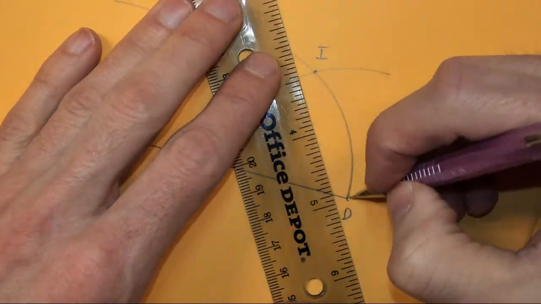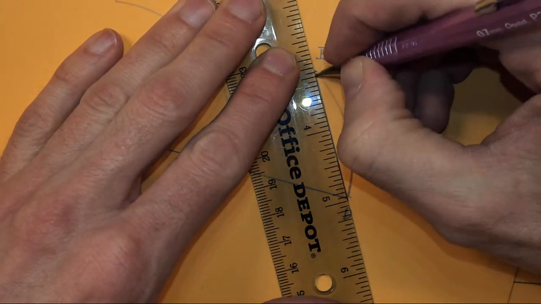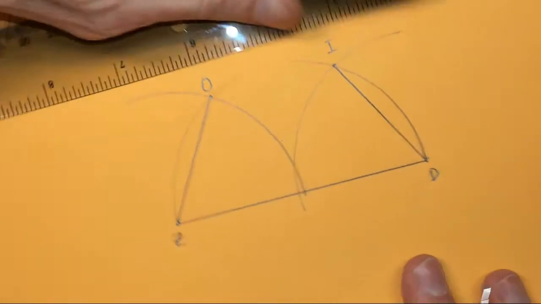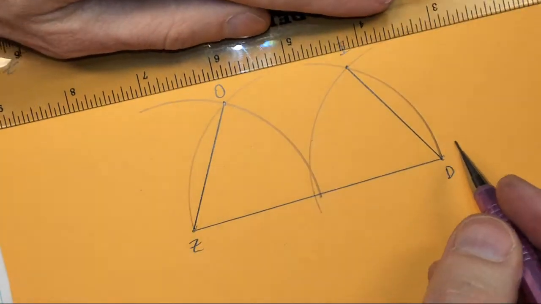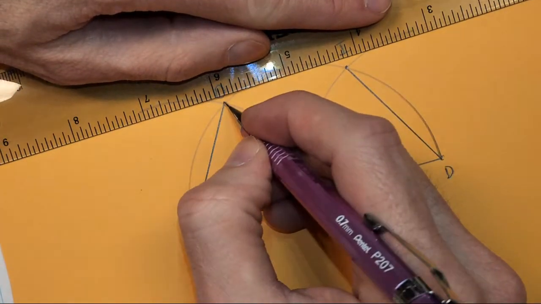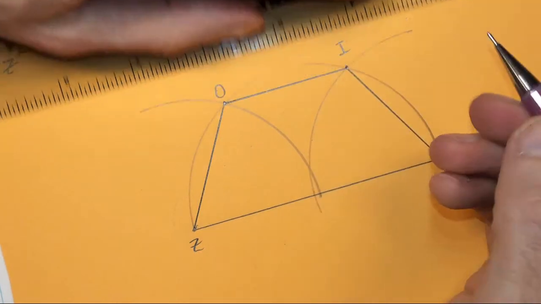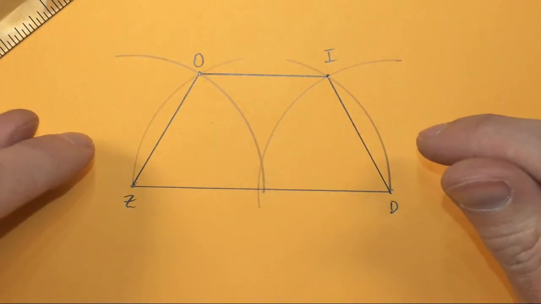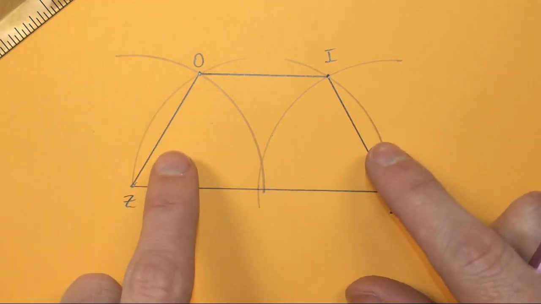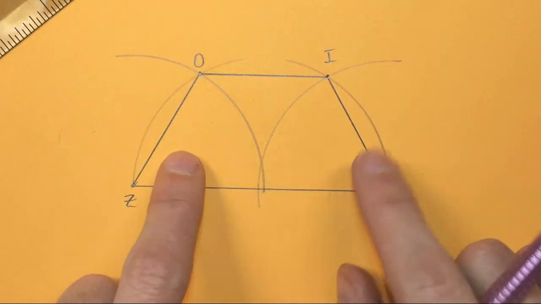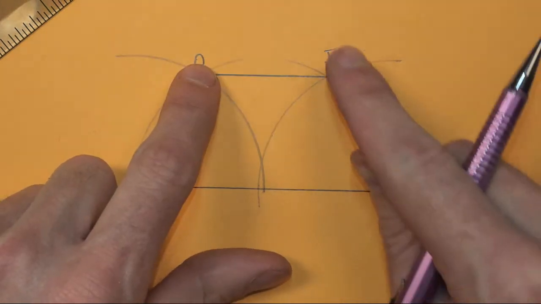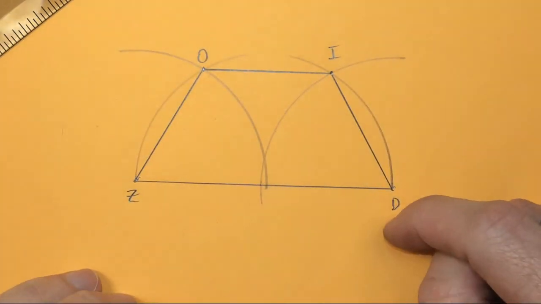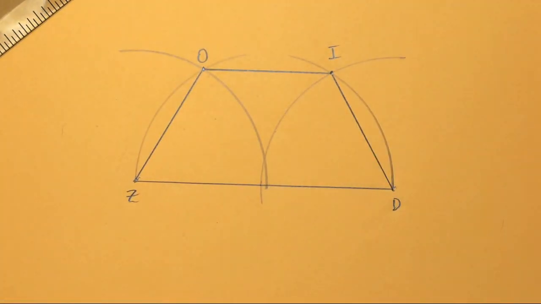And now just connect the rest of our points, I to D, and then I to O. And I've just created myself an isosceles trapezoid with angle Z and angle D being 60 degrees each, and angle I and angle O up here being 120 degrees each.